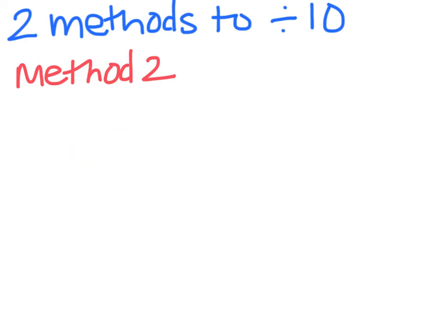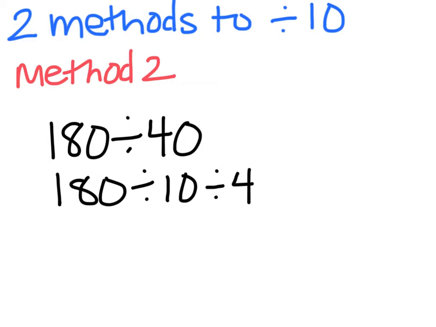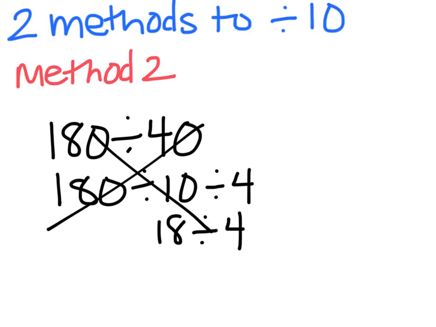In the problem, 180 divided by 40, we can attempt to use method 1. 180 divided by 10 divided by 4. 180 divided by 10 is 18 divided by 4. Does 4 go into 18 equally? No, it does not. So we cannot use this method and get an accurate answer. We have to use method 2.